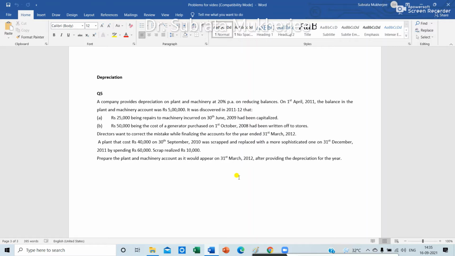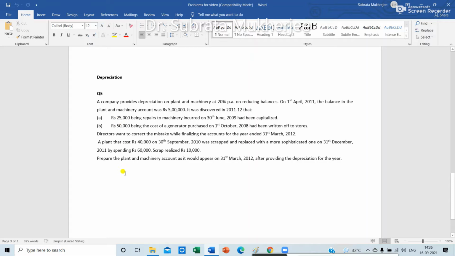In this problem, you have to rectify the balance as on 1st April 2011. The balance of plant and machinery was given at rupees 5 lakh on 1st April 2011. You need to make correction for the two wrong adjustments. One is rupees 25,000, which was for repair to plant and machinery, and has wrongly been capitalized.